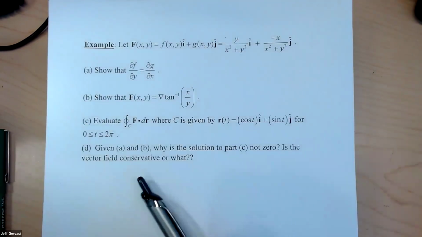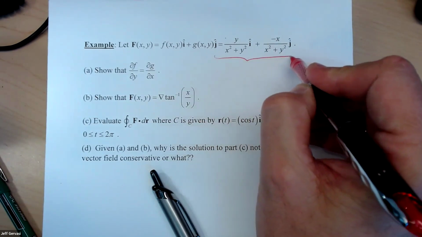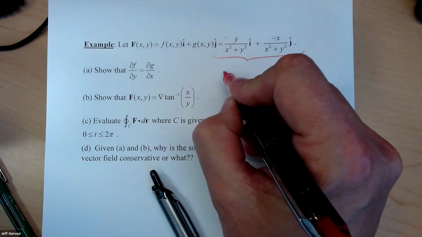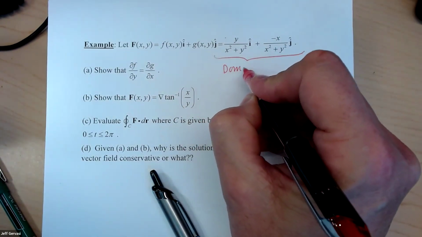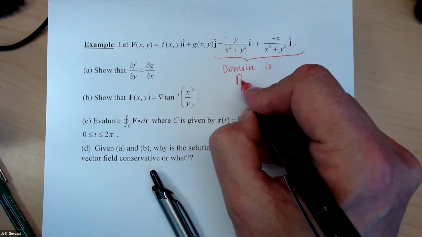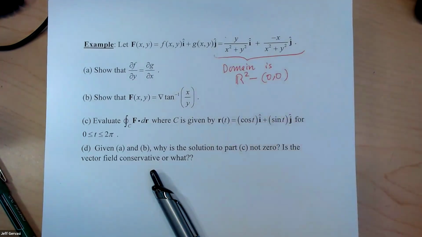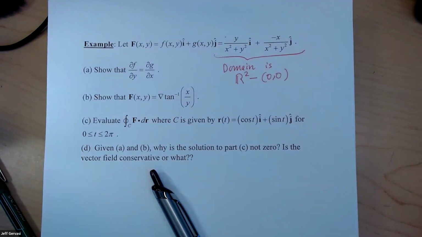The other thing is this. I'm going to make a note here. The domain of this vector field is R2 minus the origin, right? So if you think about it, all of R2 has a hole in it at the origin. In this particular instance, we're talking about a region that is not simply connected. It's got a hole in it.